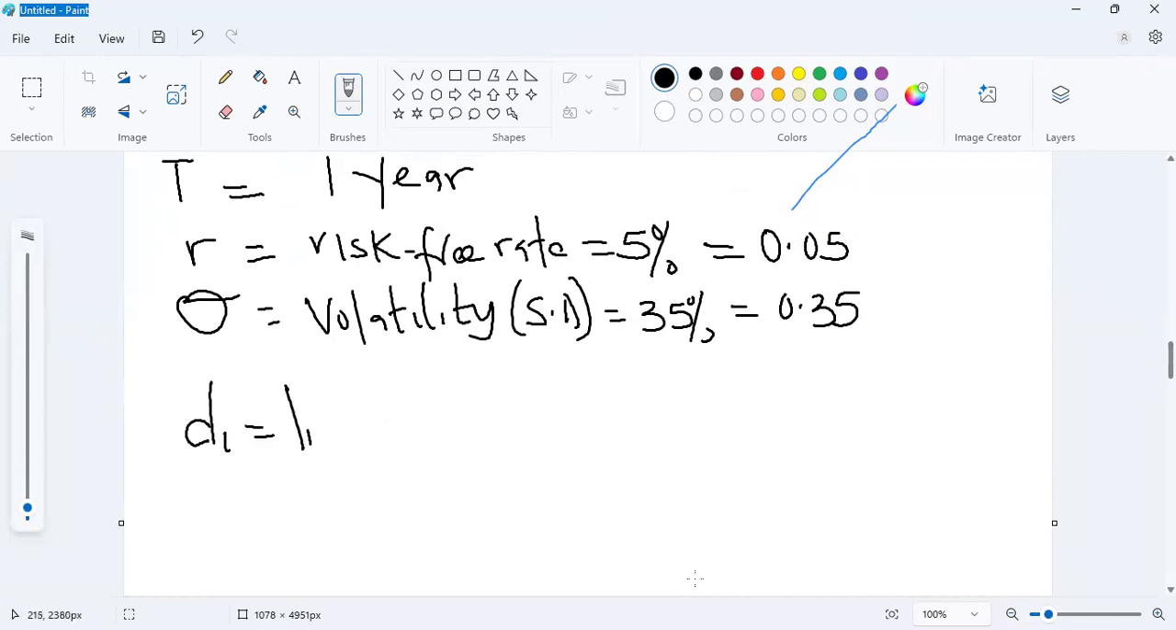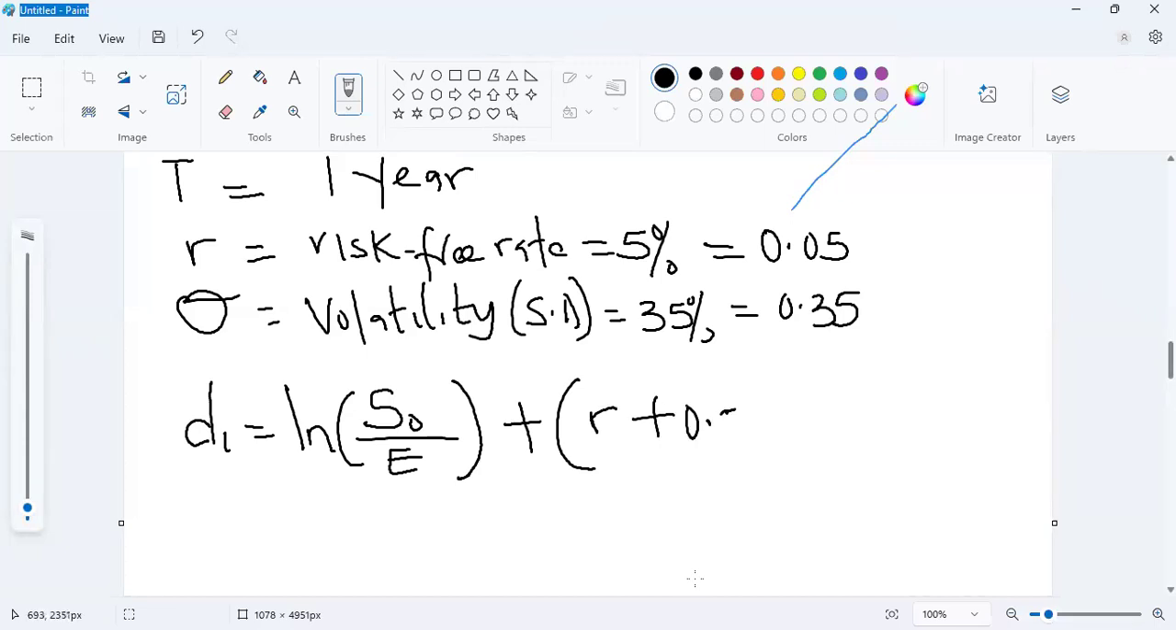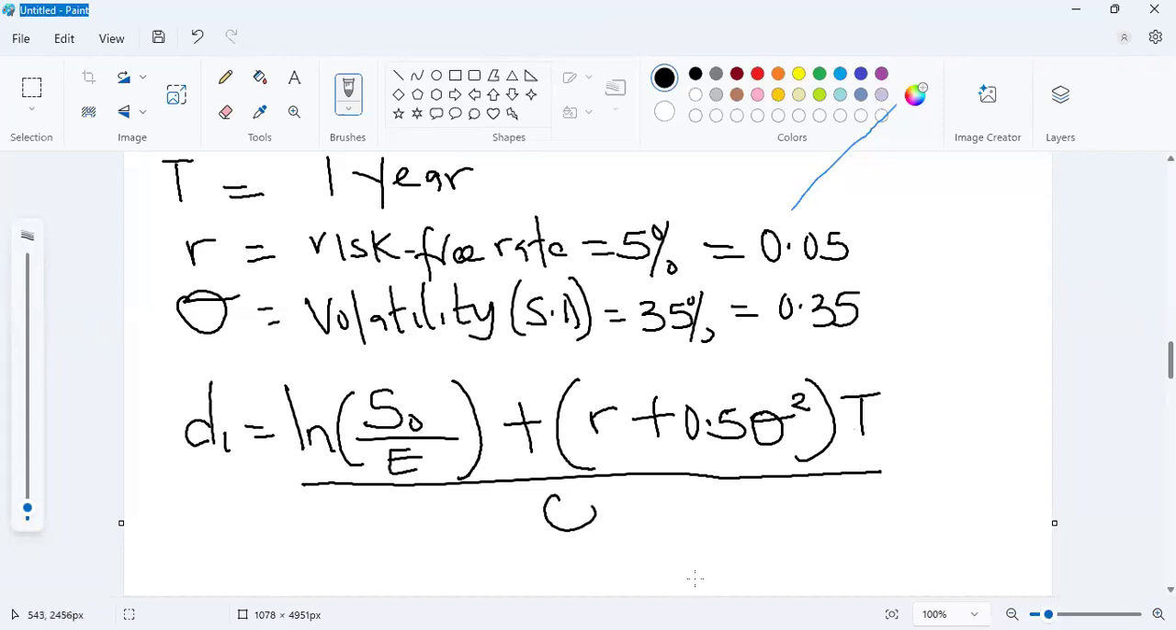Our D1 is equal to, in brackets, X0 divided by E, close the brackets, plus open another bracket, R plus 0.5 volatility square, multiply, close the bracket, multiply by T, everything divided by volatility square root of T.